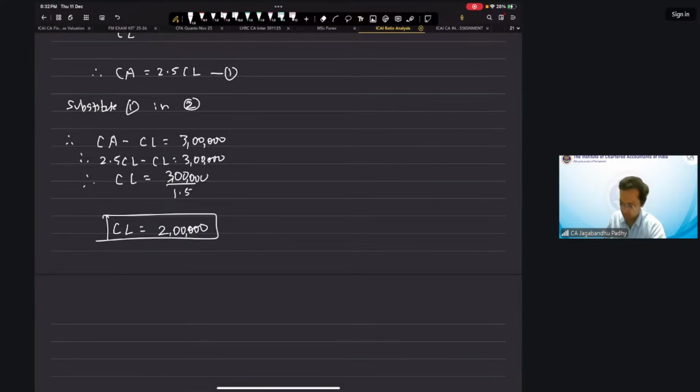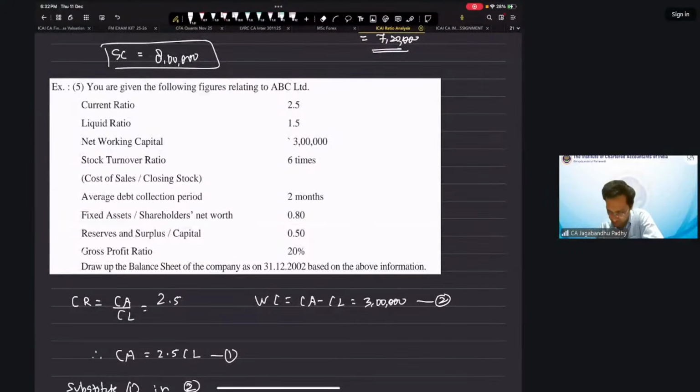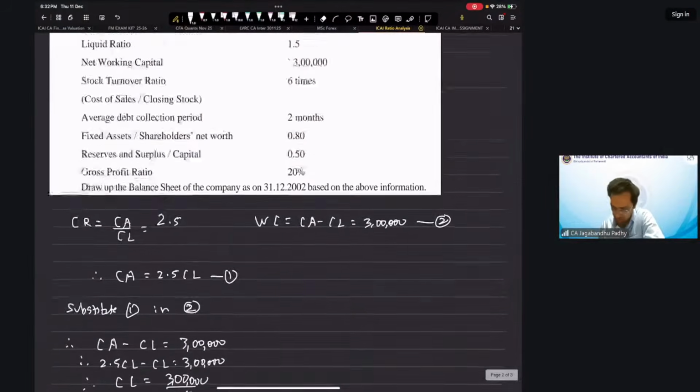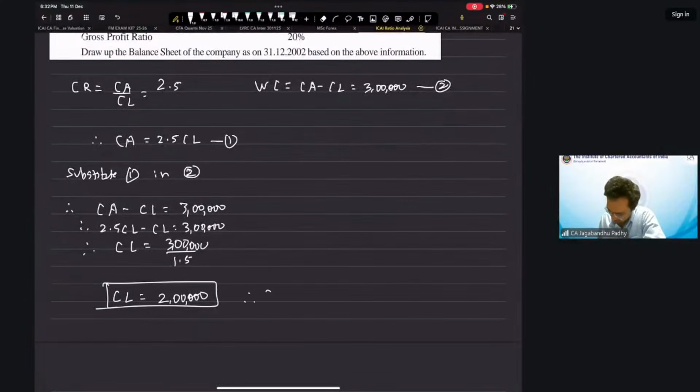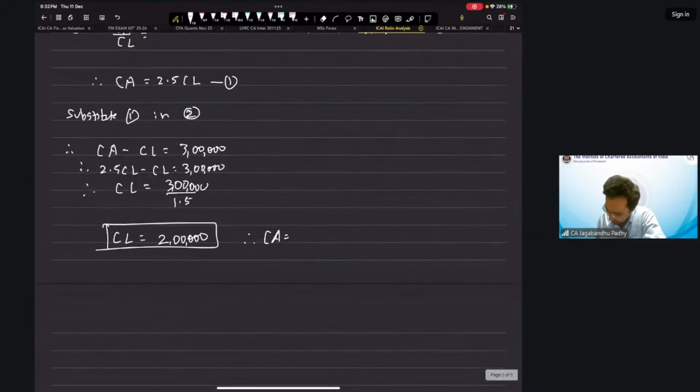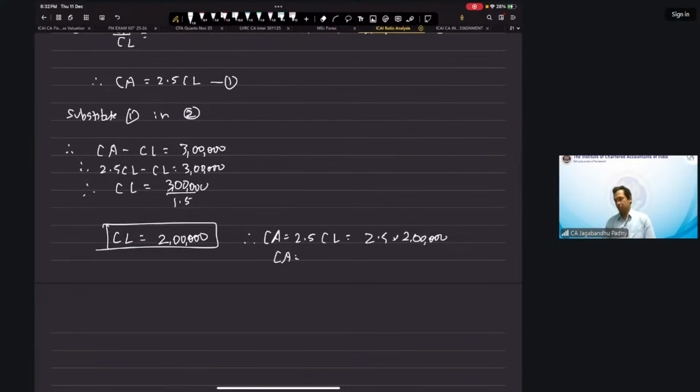And once we have the information of current liability, we can also think of current asset. Therefore, current asset is 2.5 times of current liability, which is 2.5 into 2 lakh. So we say current asset is 5 lakh. Okay. So we got the current asset to be 5 lakh. Current liability was 2 lakh. So current liability 2 lakh, current asset of 5 lakh.